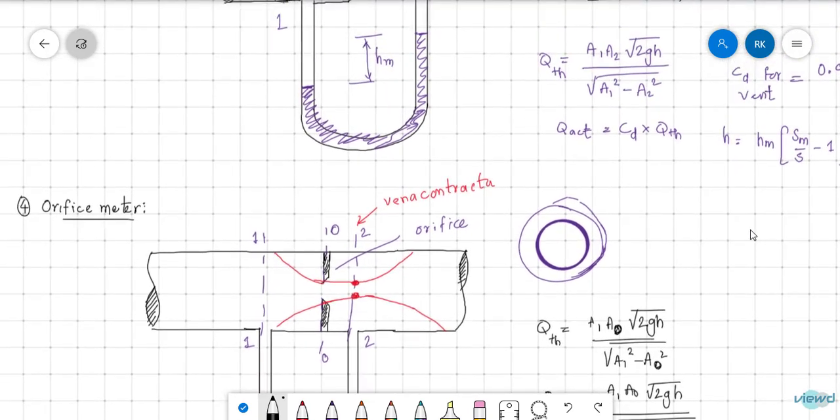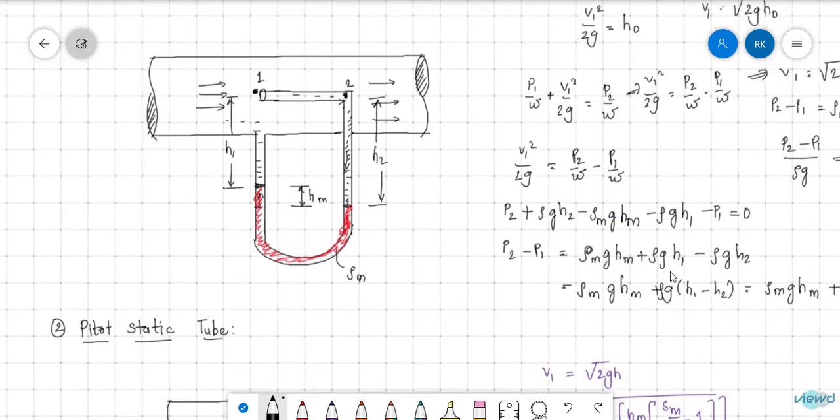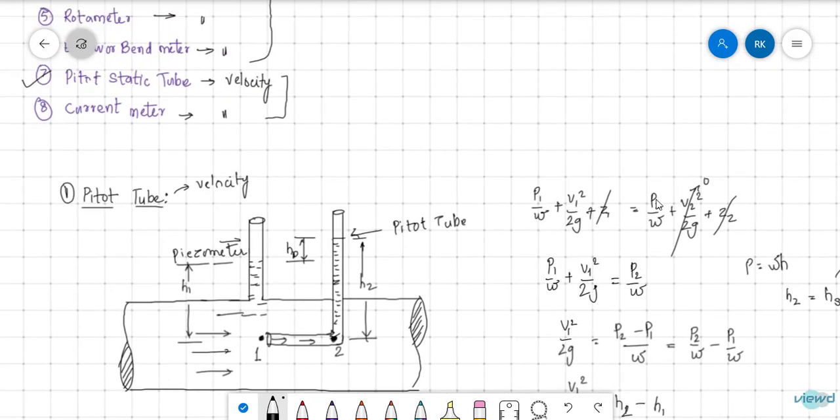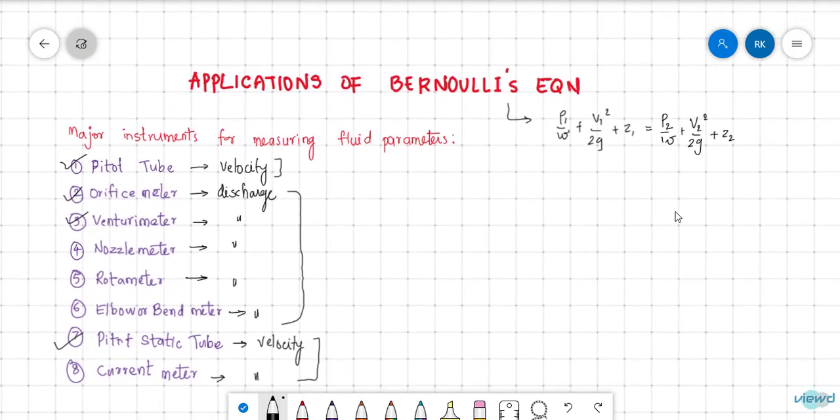So these are the important instruments that may be asked in GATE and ESE. So solve problems on this, and in the next video let us see some examples.